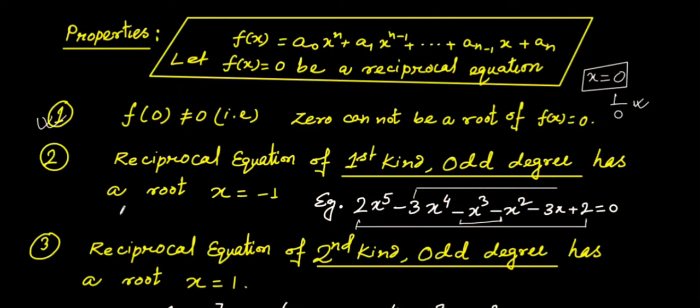2 times negative 1 to the power 5, that is negative 2, and negative 3, the even power of minus 1 to the power 4 is 1, so negative 3, then positive 1, then negative 1, 3 times minus 1 is positive 3 and positive 2. See, 3 gets cancelled, 2 gets cancelled, 1 gets cancelled, and that equals 0. So therefore x equals minus 1 is a root of a reciprocal equation of first kind, odd degree.